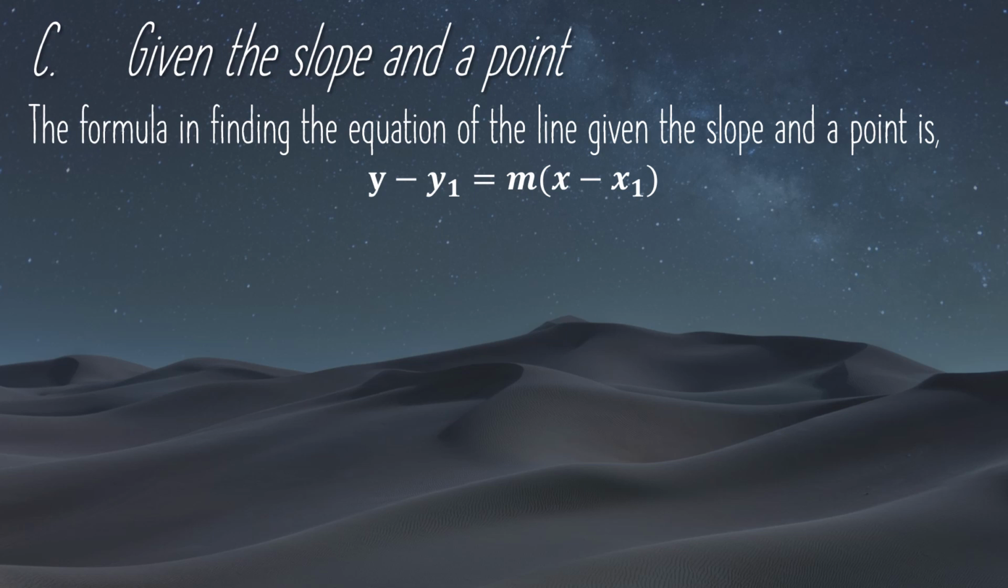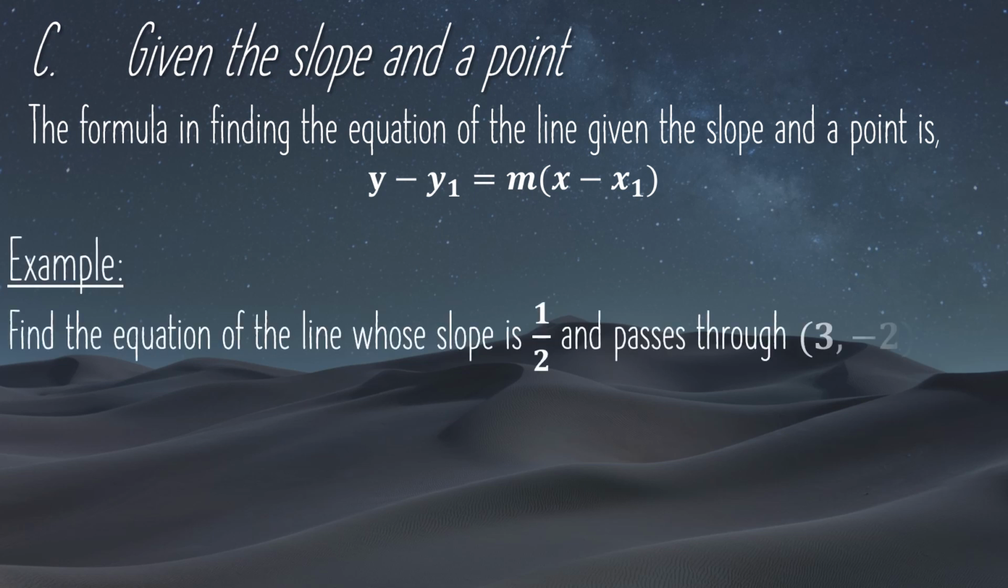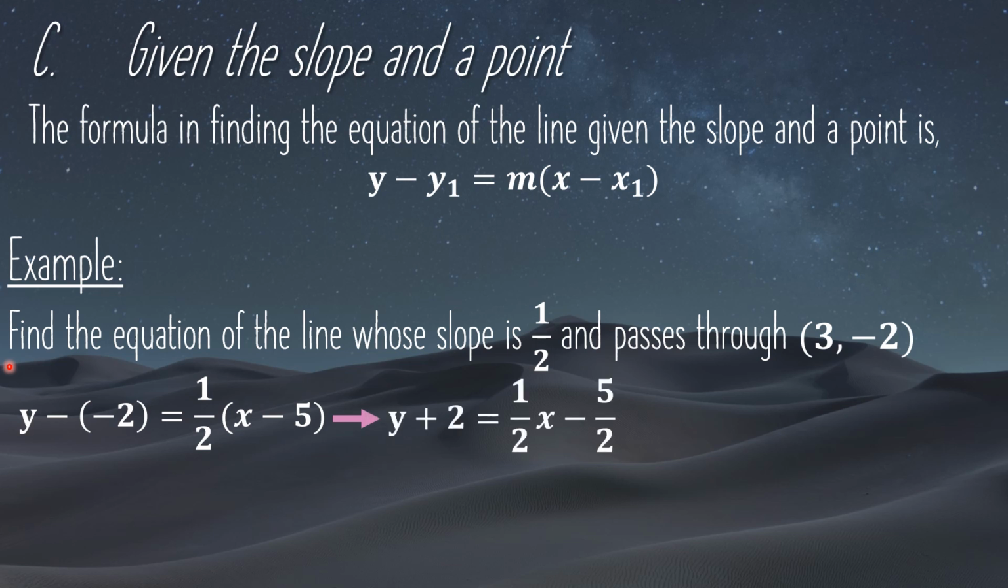Another example given the slope and a point. So for example, find the equation of the line whose slope is 1/2 and passes through 3, negative 2. So again, let us use this formula given the slope and a point. So this will now become y minus negative 2 equals 1/2 times the quantity of x minus 5. Next is to simplify. So magiging y plus 2 because negative times negative is positive equals 1/2 x because 1/2 times x is 1/2 x and 1/2 times negative 5 is negative 5 halves.